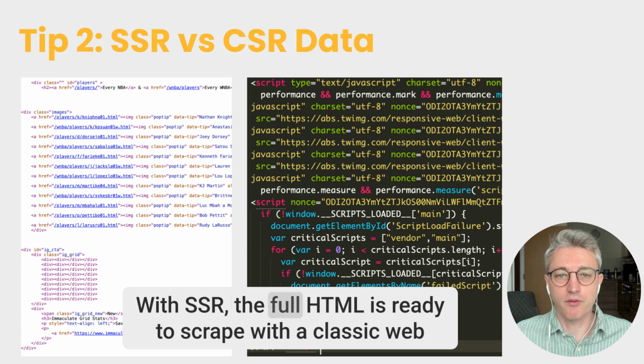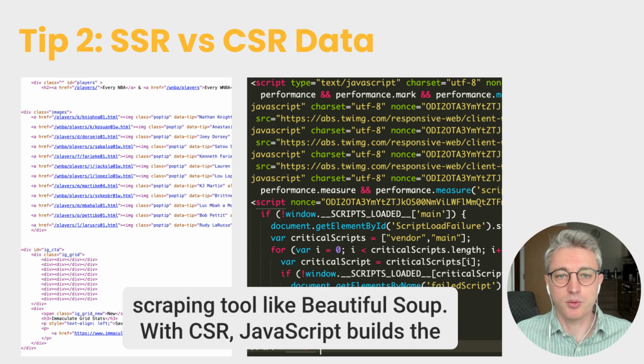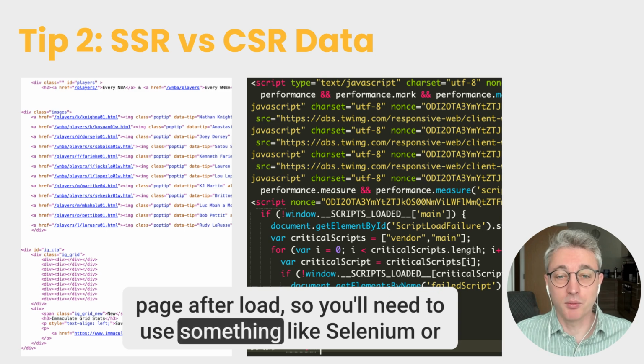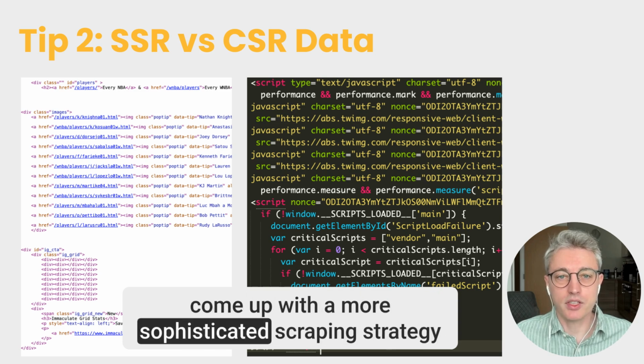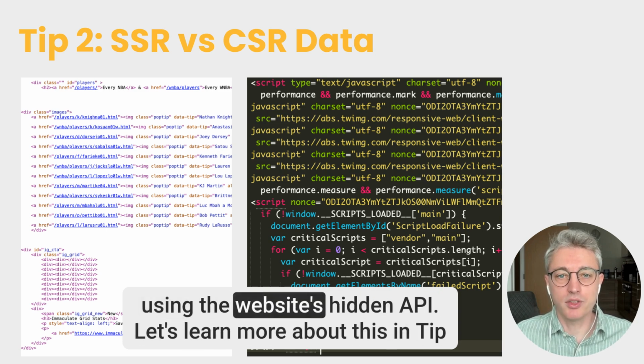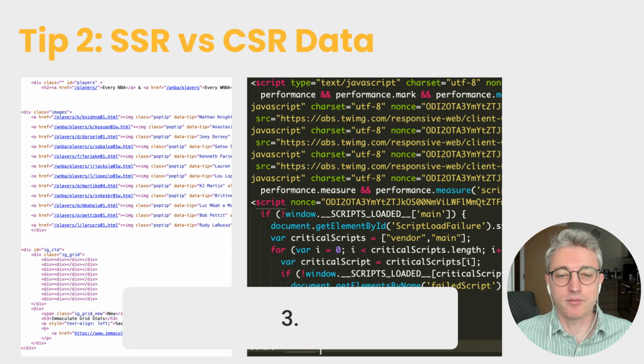With SSR, the full HTML is ready to scrape with a classic web scraping tool like Beautiful Soup. With CSR, JavaScript builds the page after load, so you'll need to use something like Selenium or come up with a more sophisticated scraping strategy using the website's hidden API. Let's learn more about this in tip 3.